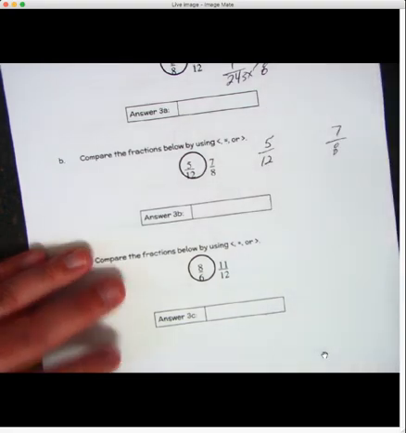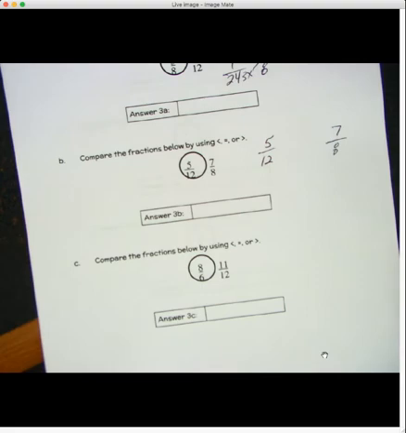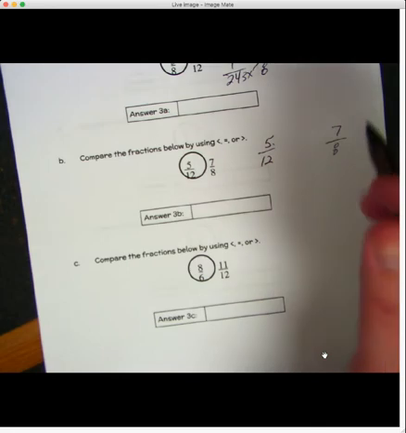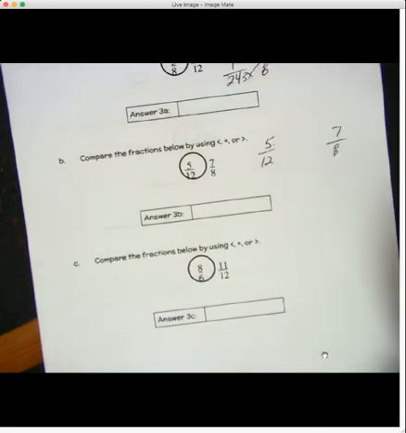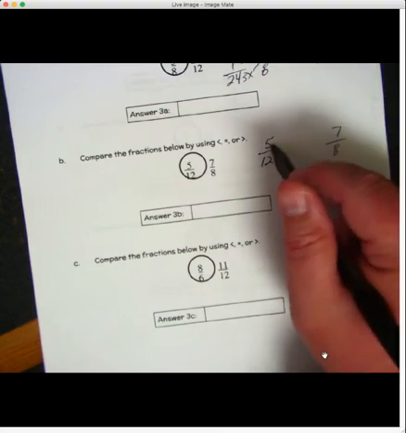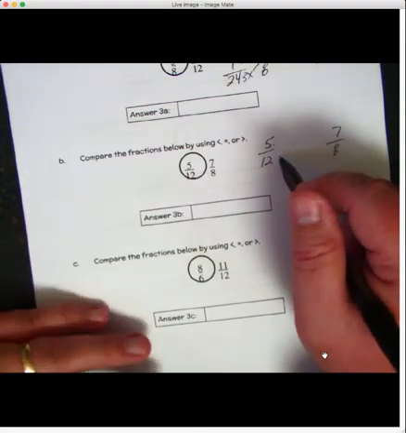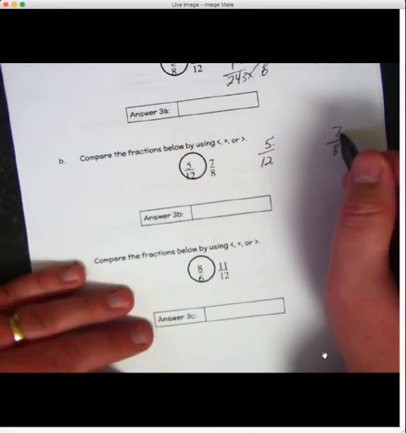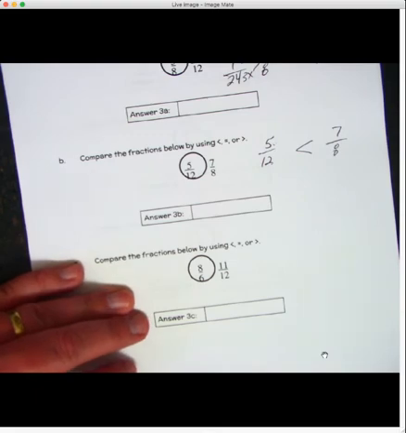Okay, now let's just use some reasoning on this one. Sometimes, and we could have done it on this last one too, we can use that reasoning and just think about it. 5 is less than half of 12. 6 is half of 12, and 5 is less than that, so it would be less than 1/2. Half of 8 would be 4. 7 is more than 4, so this would be more than 1/2. So that would be greater.